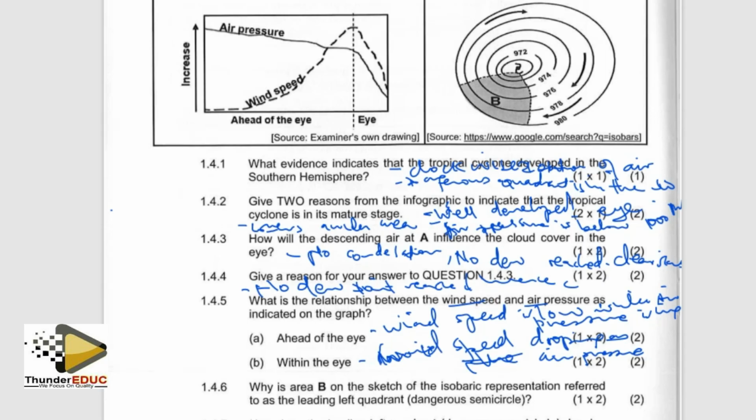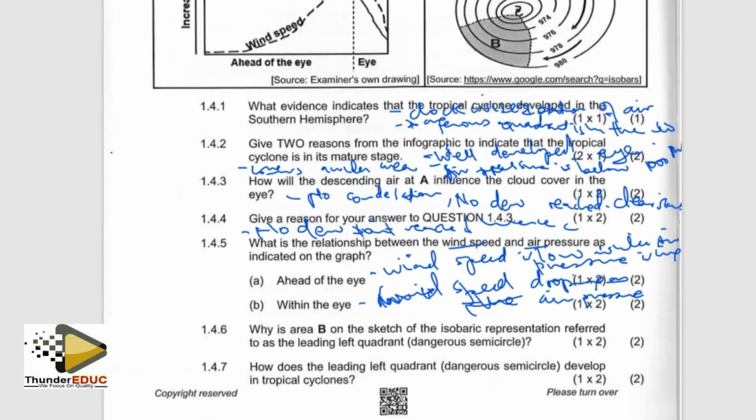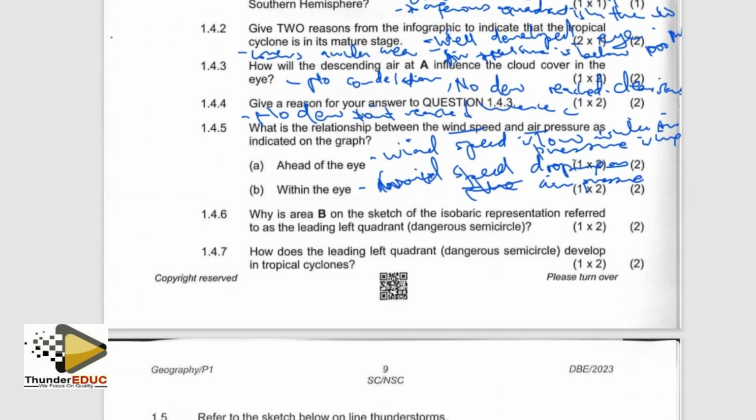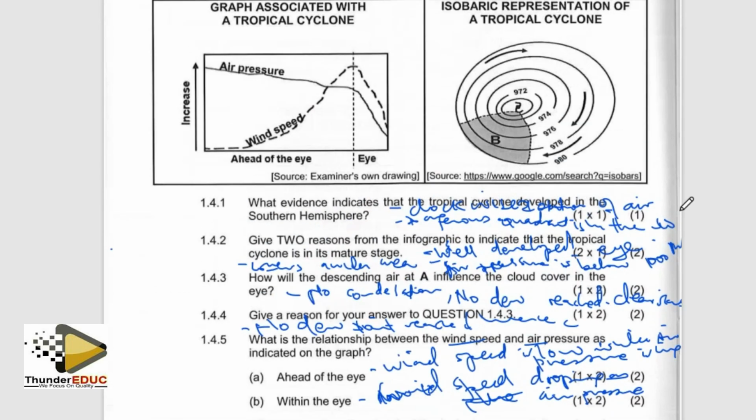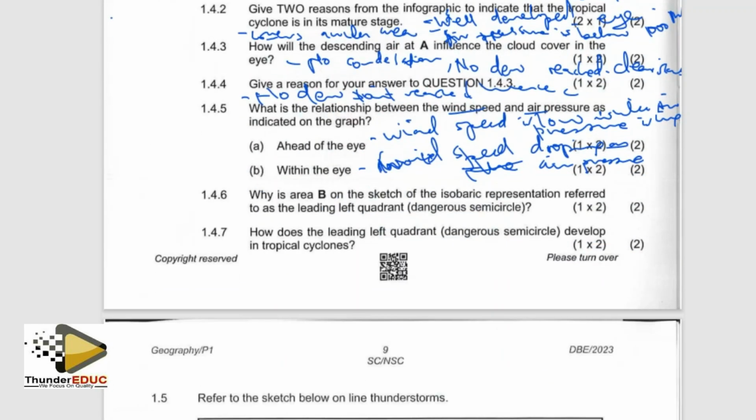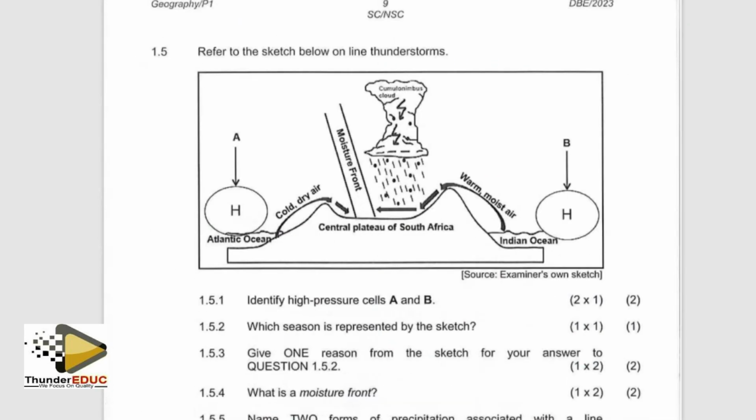Okay, so I've answered that question. So 1.46: why is B on the sketch represented as the dangerous quadrant, the left dangerous quadrant? We go back to B. Why is this one indicated to be the dangerous quadrant?